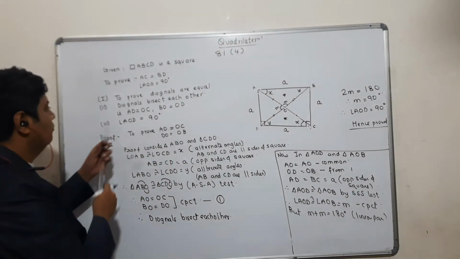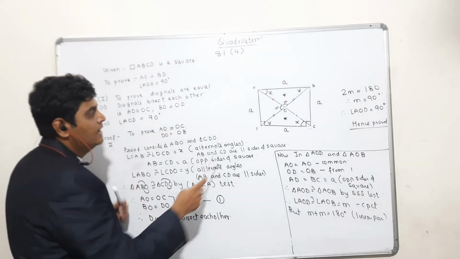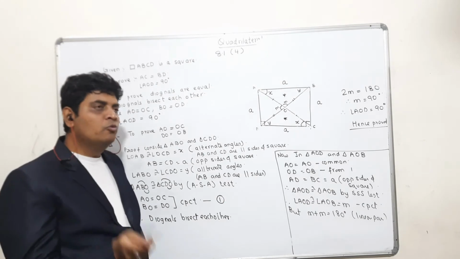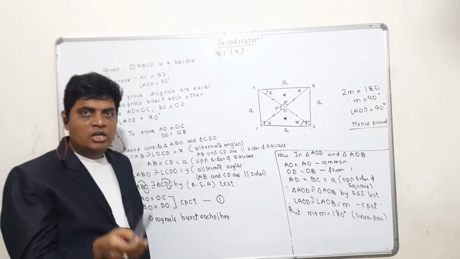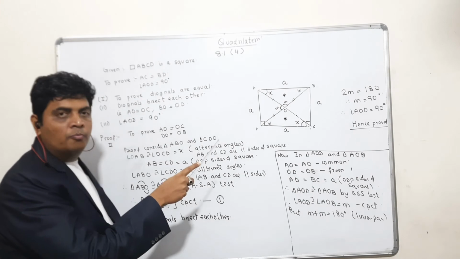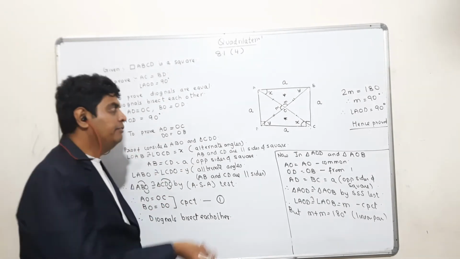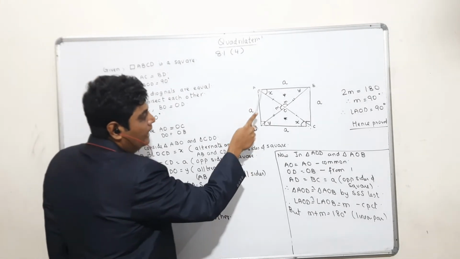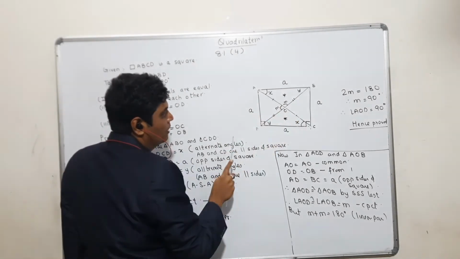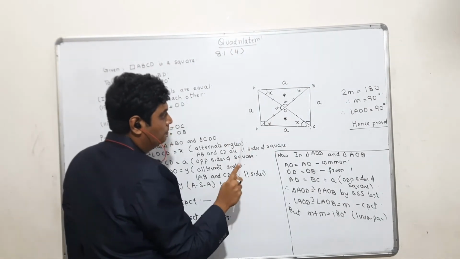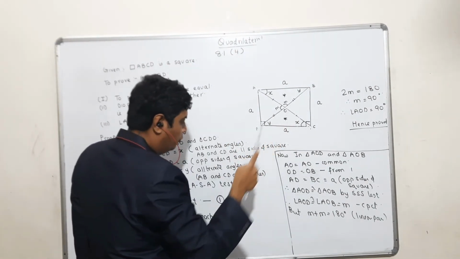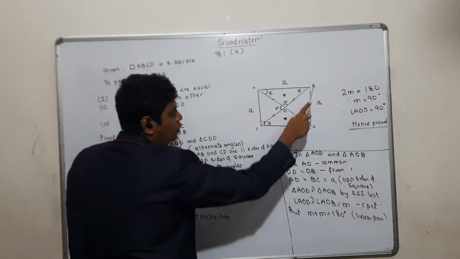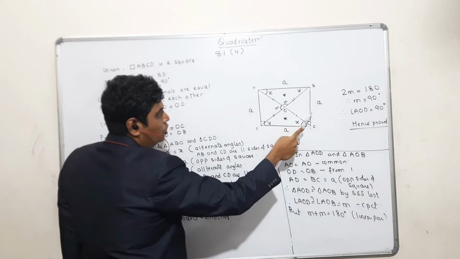Last part, part 3. What do we have to prove in part 3? That diagonals are bisecting each other at right angle. We have already proved diagonals are equal, first part. Second part, we have proved that diagonals bisect each other. In third part, we have to prove diagonals bisect each other at 90 degrees. So in triangle AOD and triangle AOB, we have AO is equal to AO, common. We have OD is equal to OB. We have proved from 1. And we have AD is equal to AB, sides of a square.